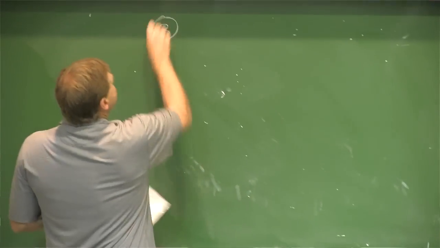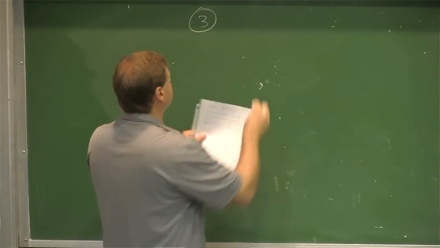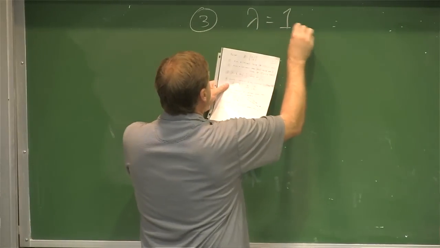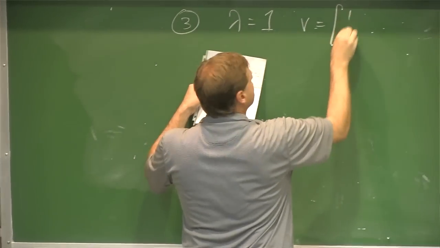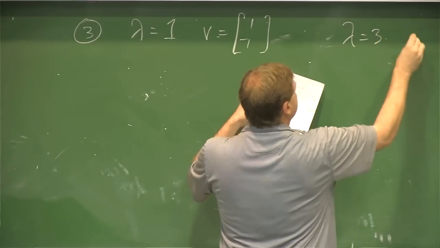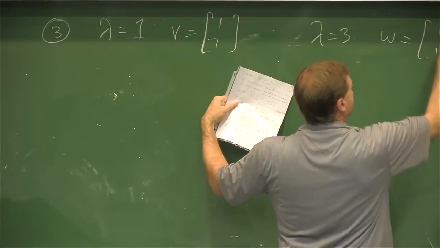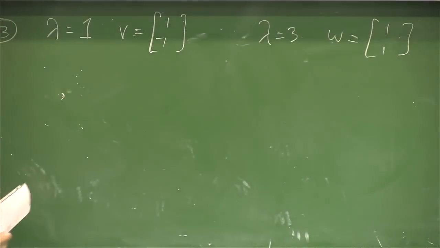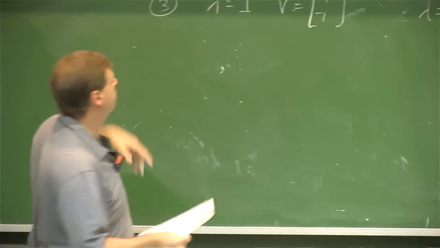Okay, step 3 is just to collect everything we have. In our case, we had lambda equals 1, and then we got V equals (1, -1). And for lambda equals 3, we had W equals (1, 1). So those were our results from steps 1 and 2.